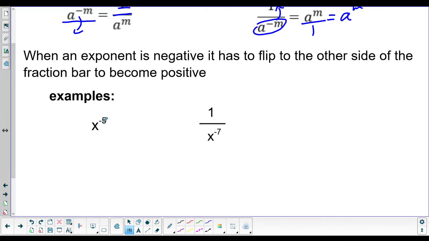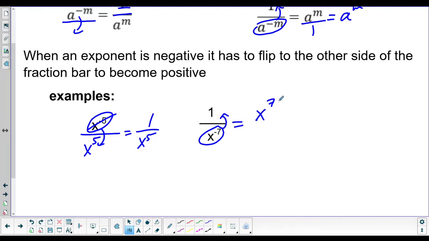So x to the negative 5th power. We put it into a fraction. We take the base and the exponent, move it to the other side of the fraction, and make it positive. So we have 1 over x to the 5th. On this one, we take x to the negative 7th. We move it to the other side of the fraction, and then we make the exponent positive, and then it would be over 1, but who cares? So x to the 7th.